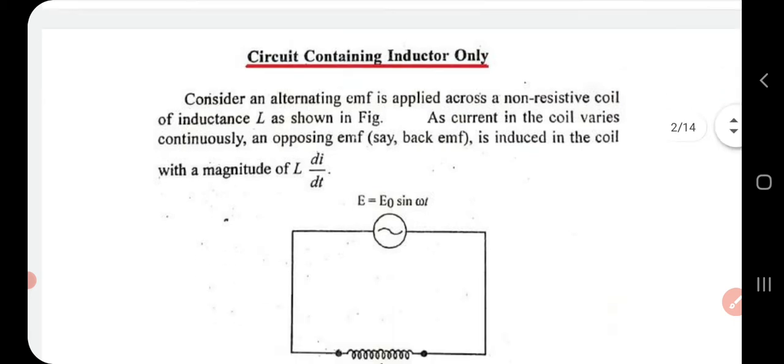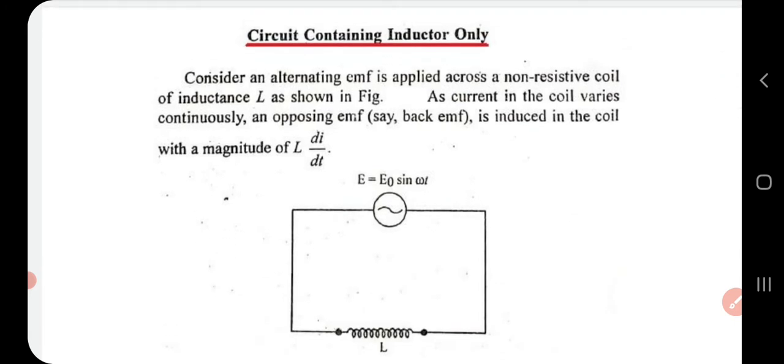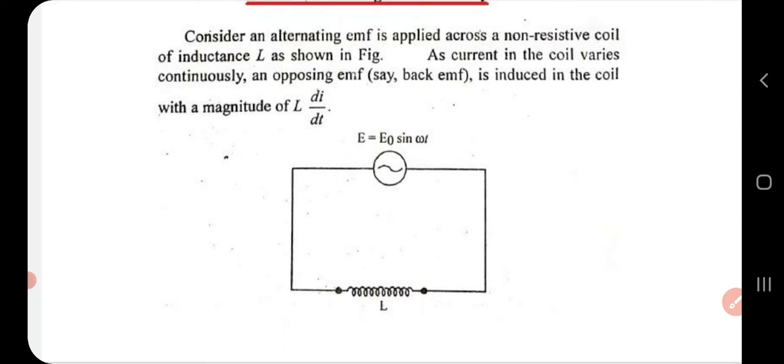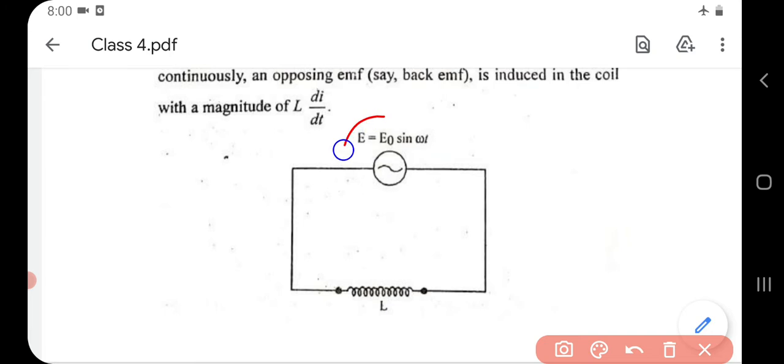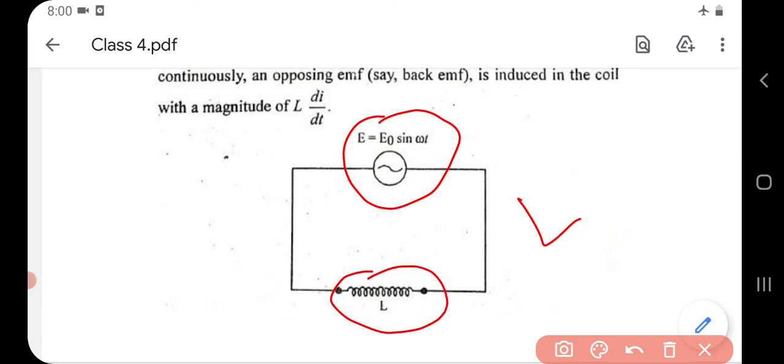Now let us begin with a circuit containing an inductor only. See, this is an AC circuit containing only an inductor. This is the EMF that we are applying. It is of the form E equal to E0 sin omega t, and this is the inductor, represented by the letter L. So in order to oppose that applied EMF, this inductor will produce a back EMF, or an opposing EMF, and its magnitude is L di by dt.